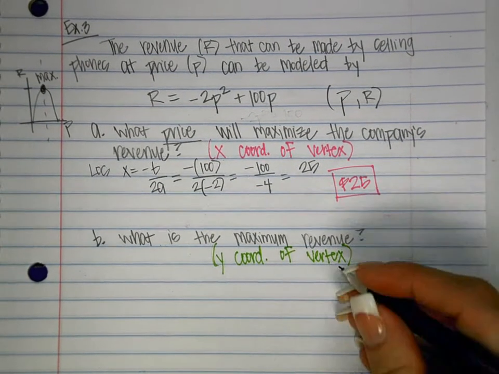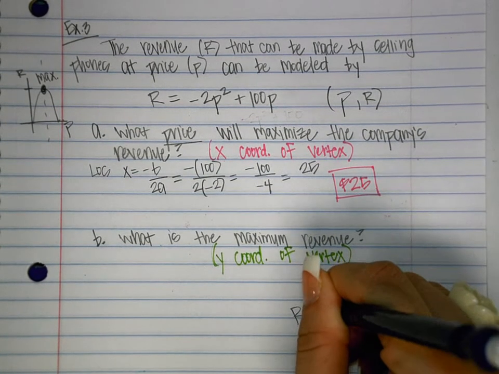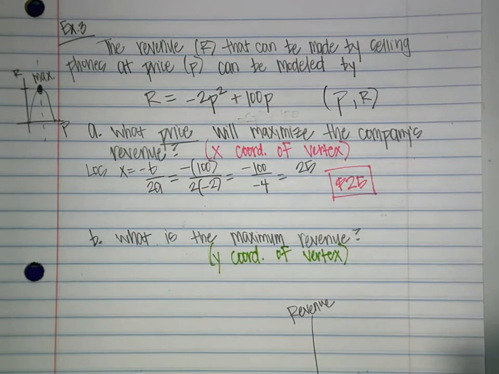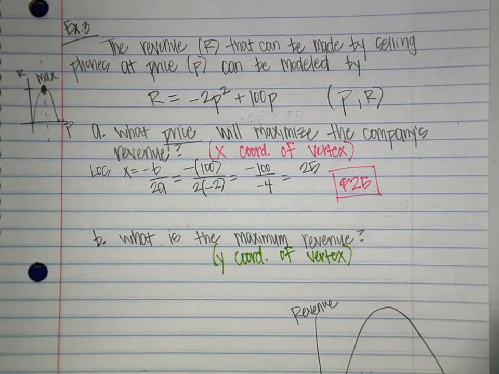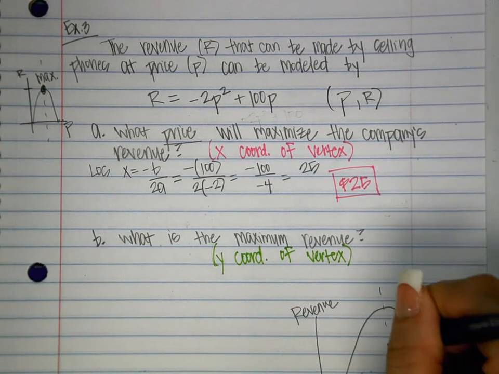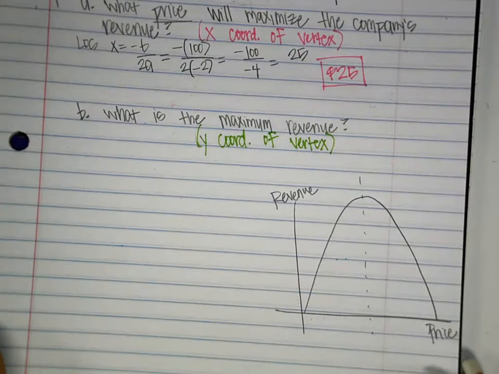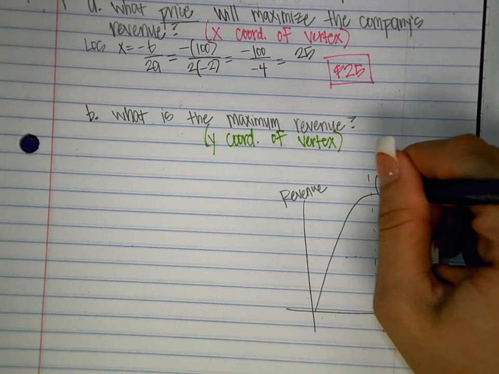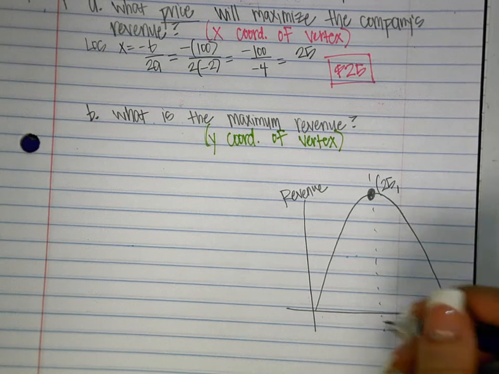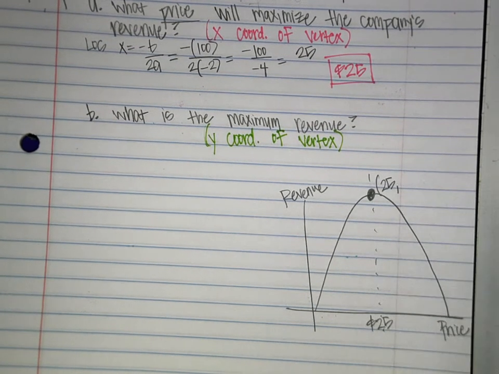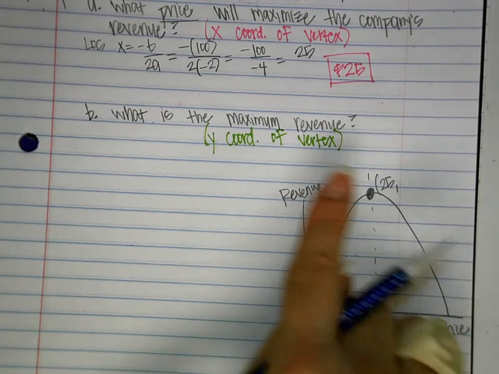Remember, I'm making this giant graph. This is my revenue. This is my price. And like I said, this is a parabola shape. So we've decided that at x equals 25, exactly, the x coordinate of this is 25, comma, what? We know that if you sell them for $25, you can sell the most. Now we want to figure out how much money I can make. So that is the y coordinate.